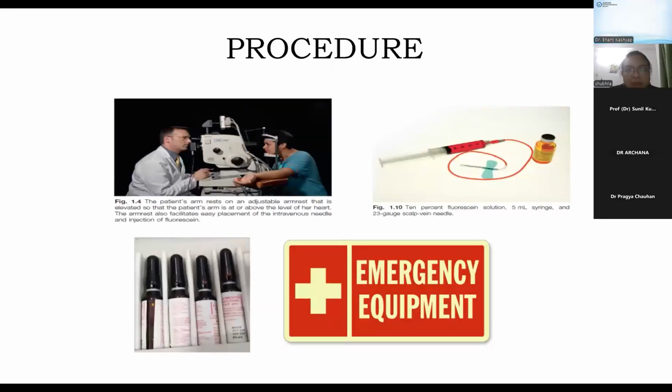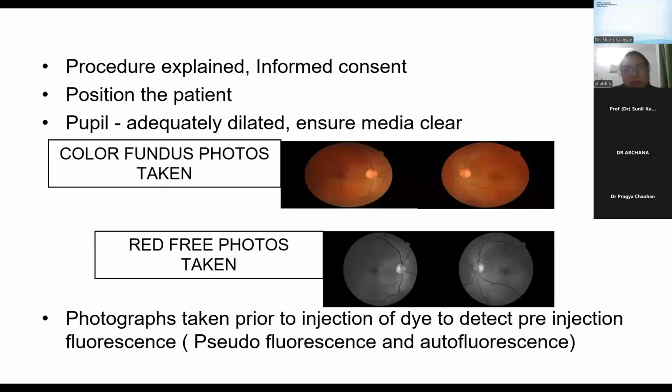So the procedure is, you need to explain the procedure by taking an informed consent, position the patient, and dilate the pupil adequately. First, color fundus photographs are taken, red-free photographs are taken, and then before the injection of dye, we do take some photographs to rule out any pseudofluorescence and autofluorescence.